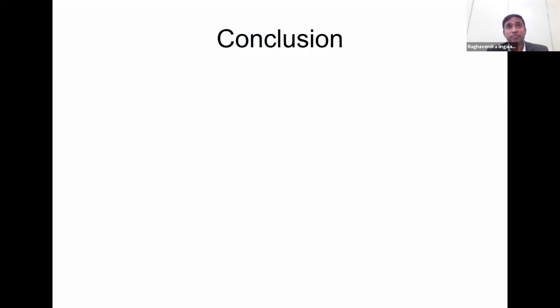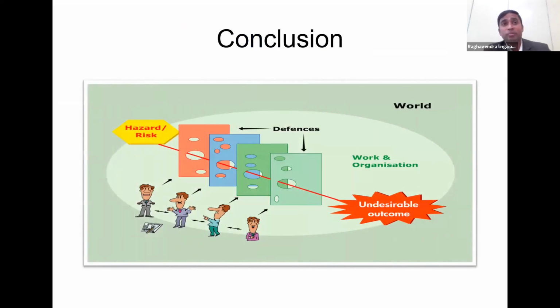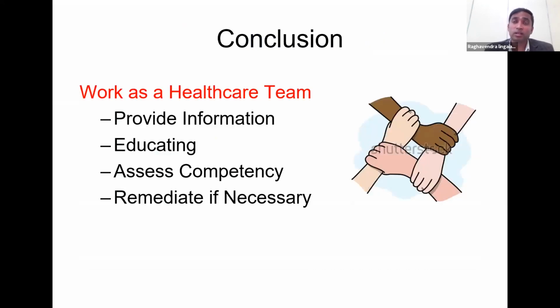So in conclusion, a lot of things can go wrong if everybody is ignorant of their roles. So instead of blaming each other, it is better to work as a team and provide information. If somebody has made any mistake or error, educate them and assess repeatedly. If you are a supervisor, assess the competency. For example, the nurses who are drawing the sample, how it is being sent, and if action is necessary, take appropriate actions and remediate if necessary.